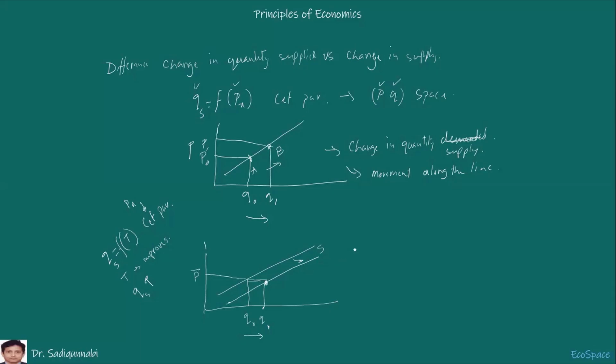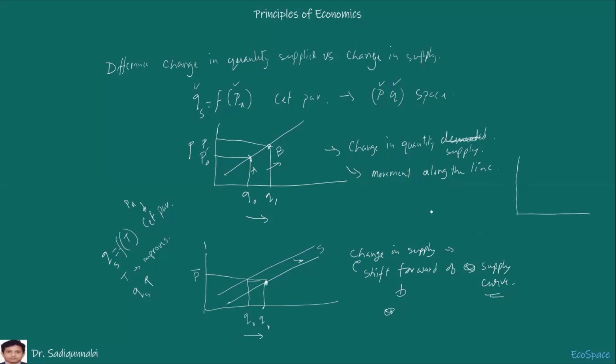This is a change in supply. That means a shift forward of the supply curve. So when we shift forward the supply curve, then we can call it change in supply. When we move along the line, we call it change in quantity supplied.